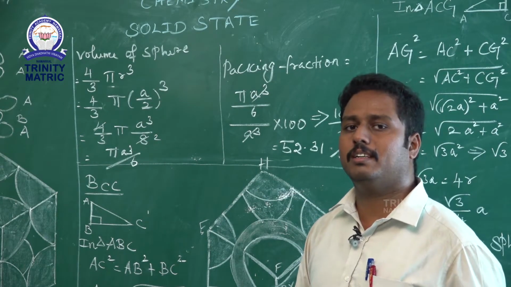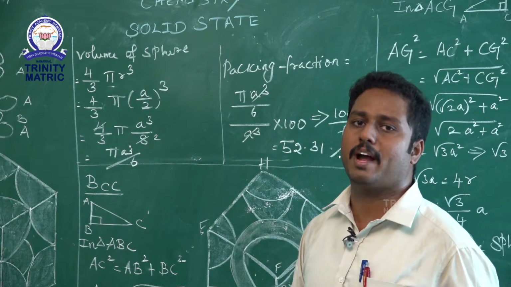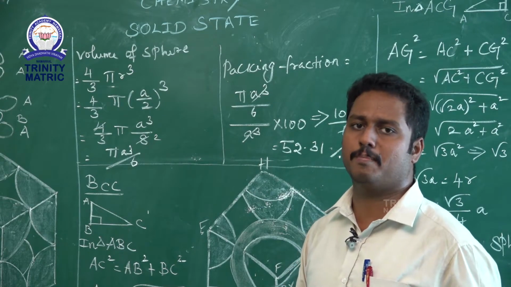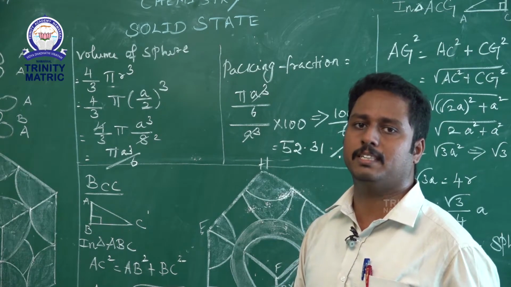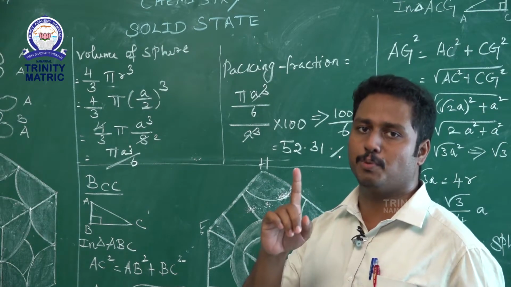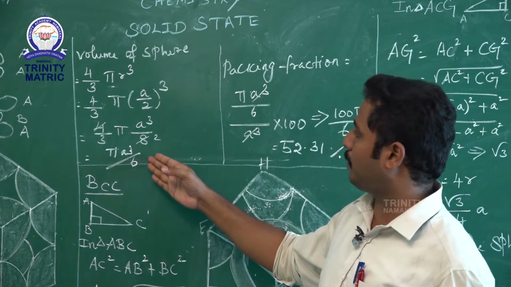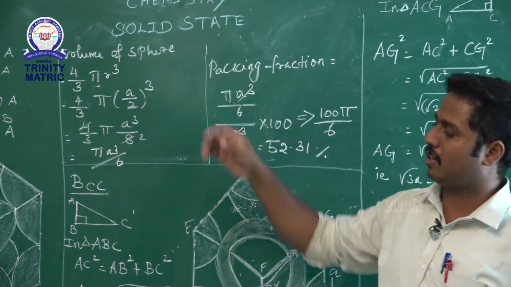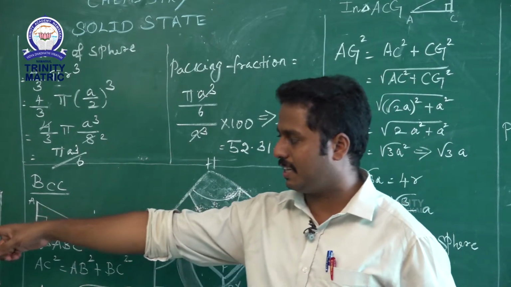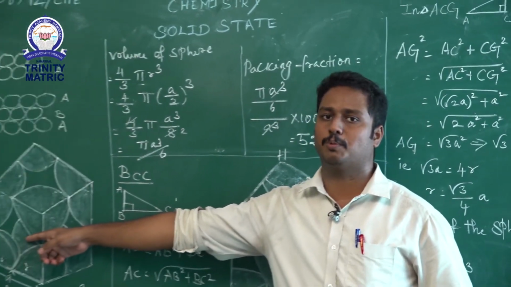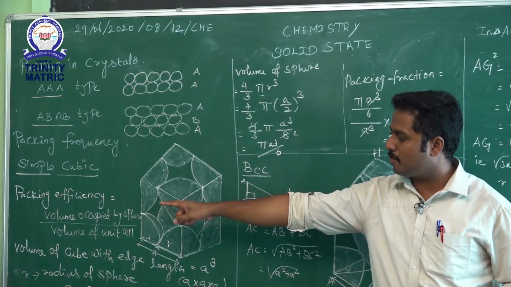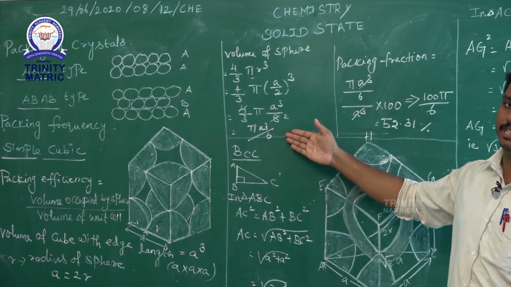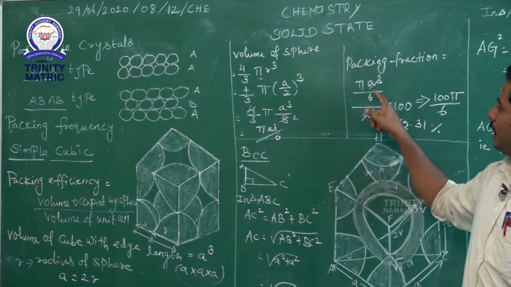So you already know that in simple cubic the total number of atoms present is equal to 1. We saw this in the previous video. The total number of atoms present per unit cell in simple cubic is 1. So when we multiply by that 1, we get the same value. So the packing fraction, we saw that formula, packing fraction or packing efficiency, we are going to substitute in this formula. First one is the volume occupied by the sphere. That is what we found here, the volume of the sphere, so pi a cube by 6.